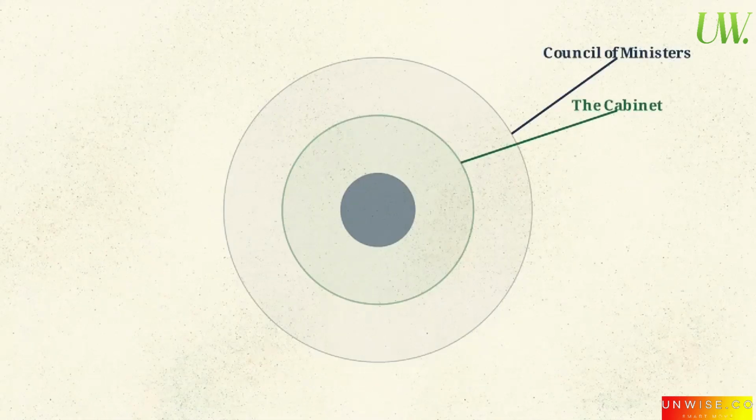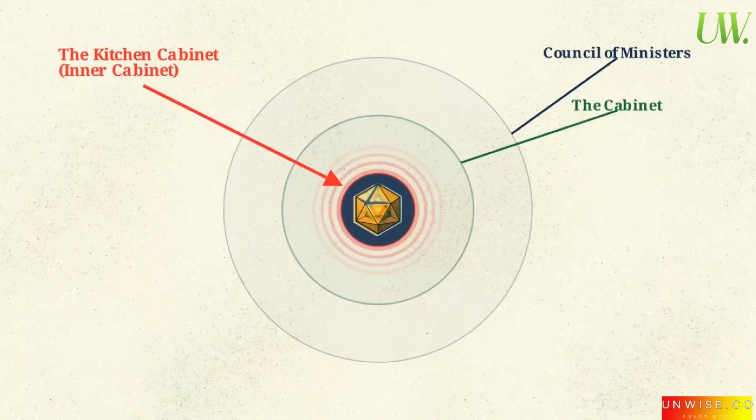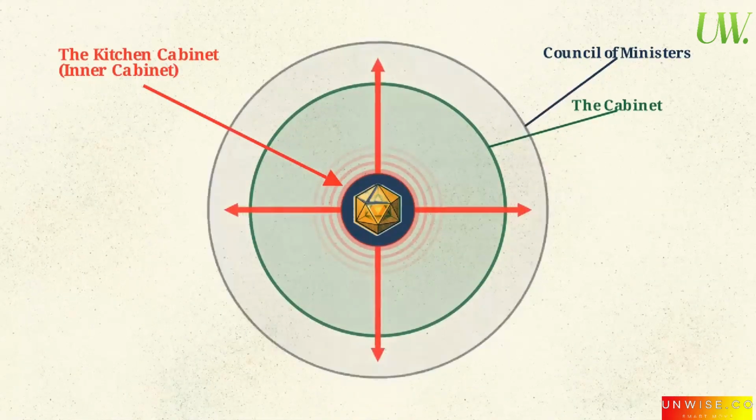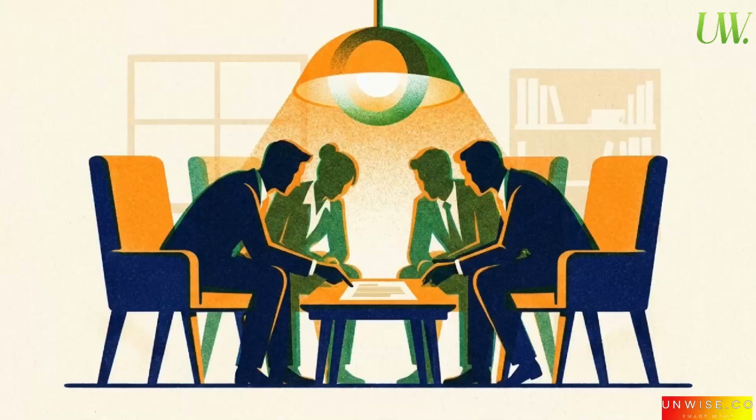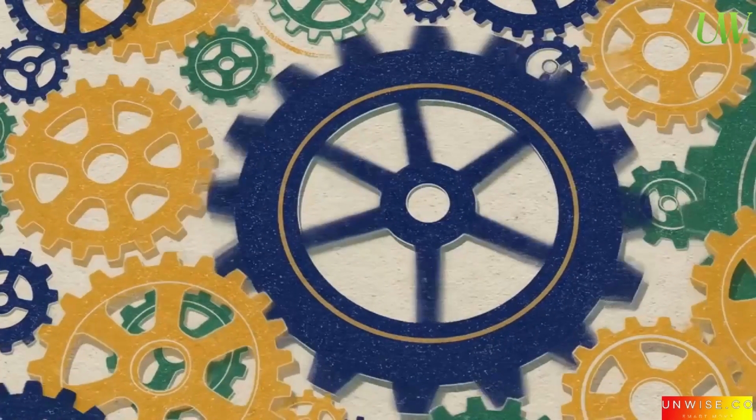But the true center of power lies at the very core. It rests in what is known as the kitchen cabinet, or the inner cabinet. This is a completely informal, extra-constitutional group of 2 to 4 highly trusted colleagues, sometimes even including family members. They formulate the most critical decisions before the formal cabinet even meets to review them. Legal power flows downward from the Constitution, but practical power radiates outward from the Prime Minister's closest, unwritten circle.